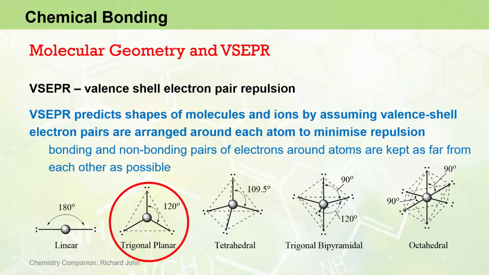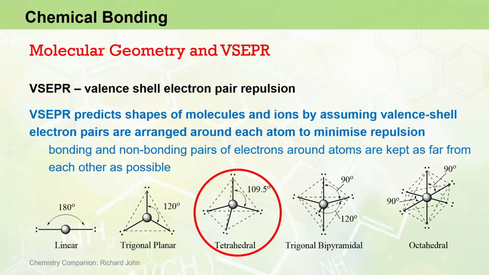When three pairs of electrons surround a nucleus, they will arrange themselves in a two-dimensional plane towards the corners of an equilateral triangle. The resultant shape is referred to as trigonal planar, and the angle between the electron pairs is 120 degrees. Four pairs of electrons around an atom lead to a three-dimensional tetrahedral structure, with the angle between the electron pairs being 109.5 degrees.